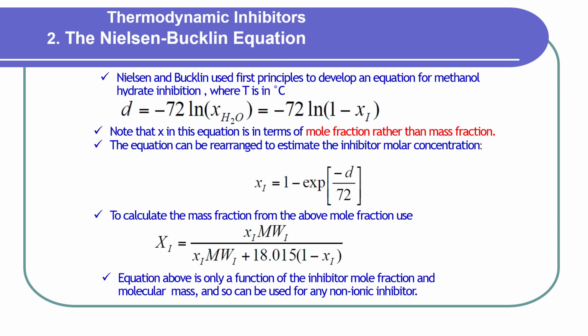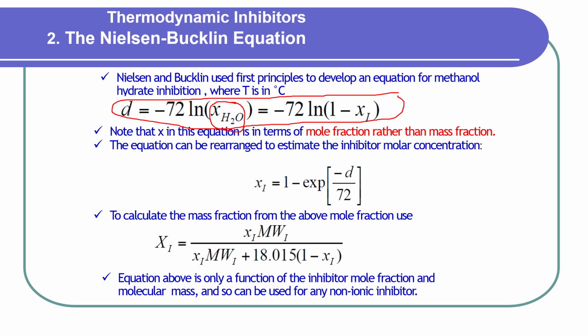The second method looks for the calculation of the percentage of the inhibitors needed to reduce or cause the decrease in the hydrate formation temperature, which is what we already explained as the Nelson and Buckland equation. This equation uses a formula where D represents the depression in the hydrate formation temperature, and XH2, if you still remember from the previous slide, is the mole fraction of water in this case, not the weight fraction.